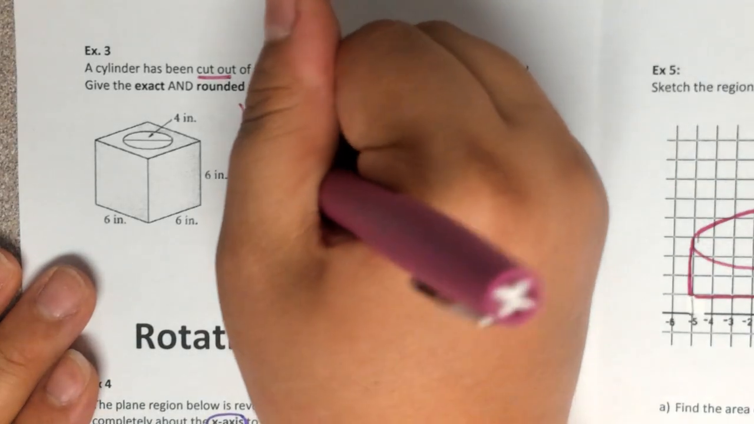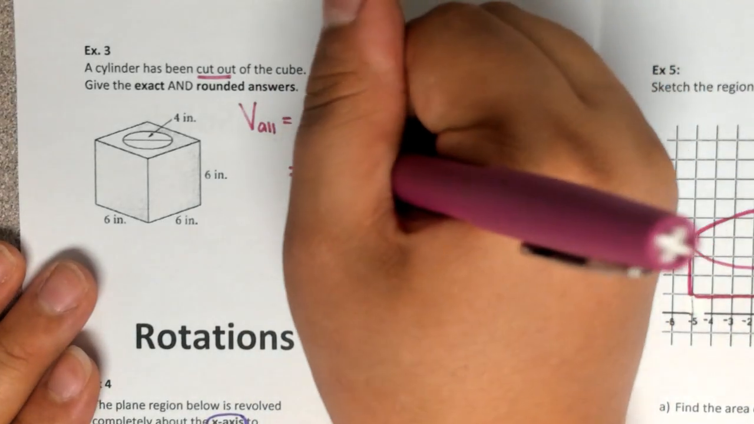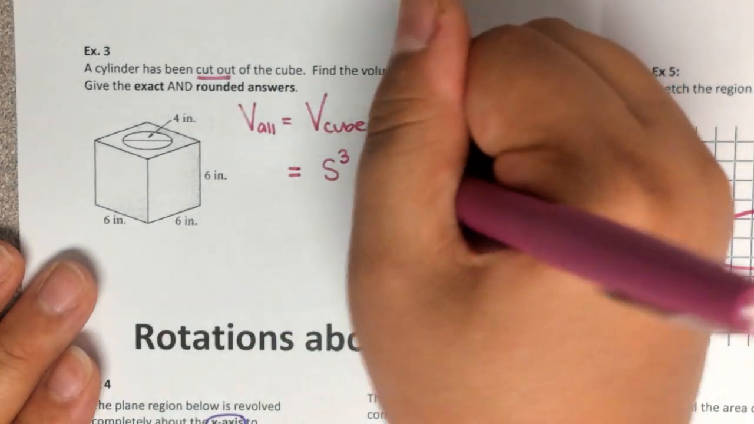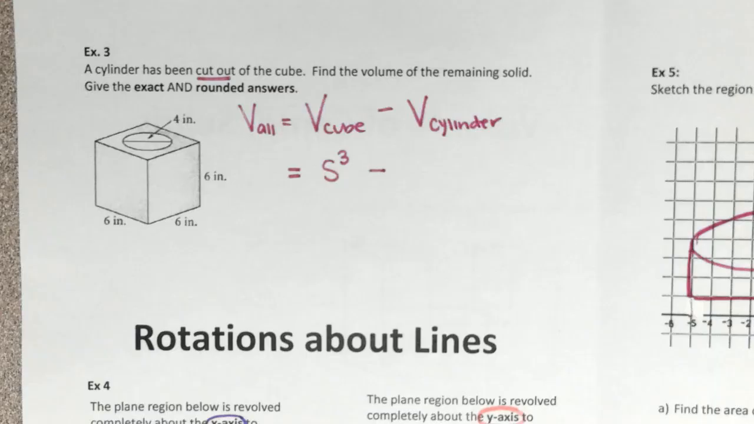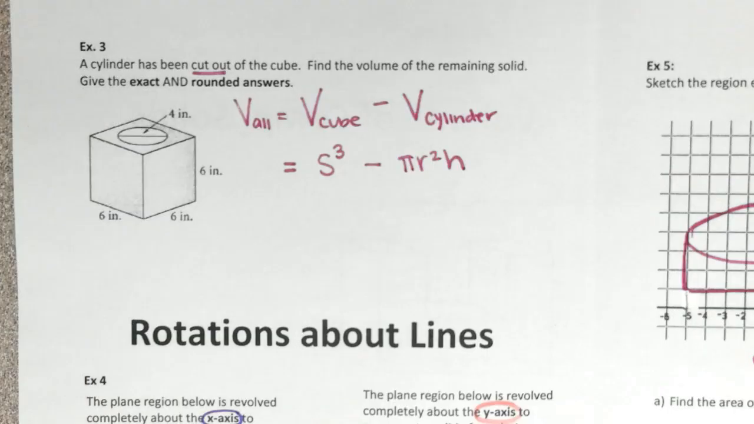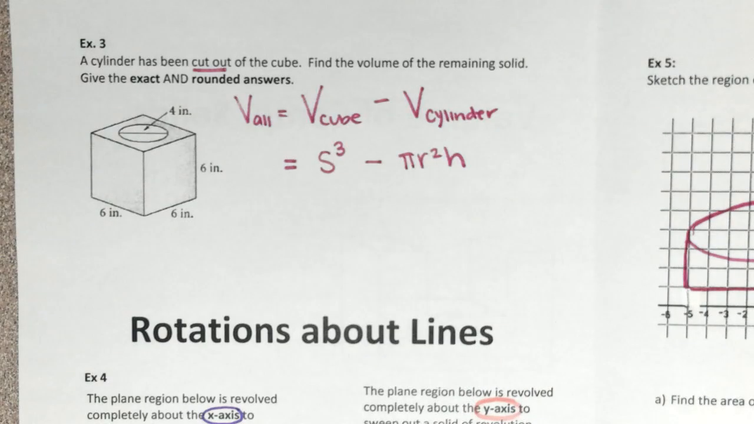Does anybody remember what I told y'all the volume of the cube was last week? S cubed. S cubed. And do y'all agree we've done the volume of a cylinder 3 times now? I can just write pi r squared h. Yes, the S is the length of a side. Yes, the length, not the area, the length.